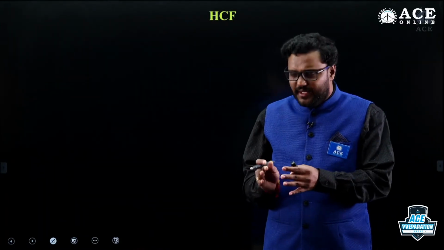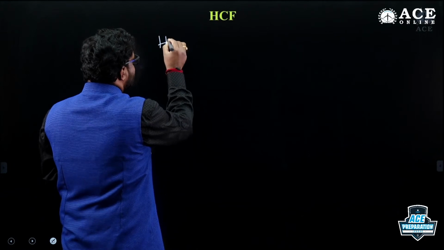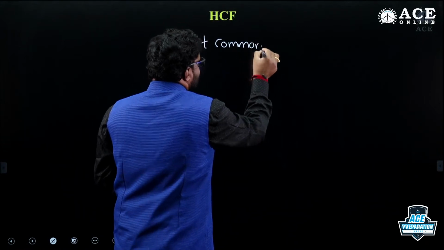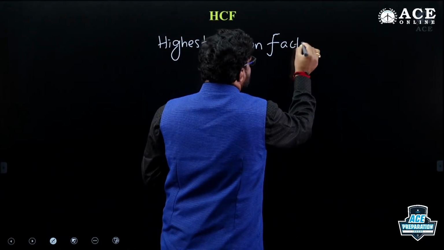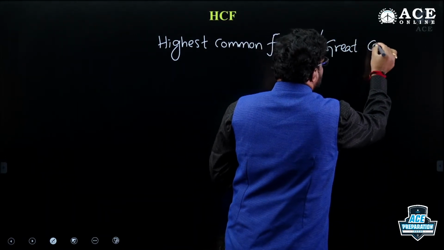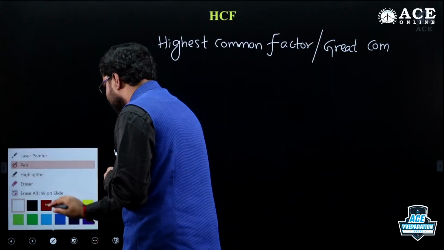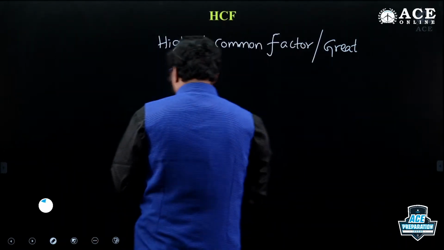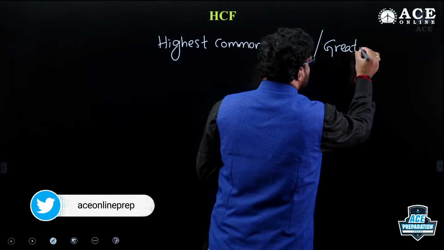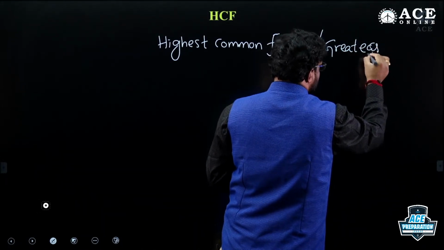Let me go for HCF now. Highest common factor, or GCD, greatest common divisor. LCM, we discussed a basic example of how to do it. Now HCF, highest common factor, or we can also call it GCD, greatest common divisor. Highest common factor, or else we can also put this as greatest common divisor.